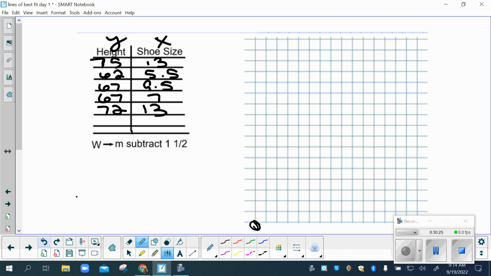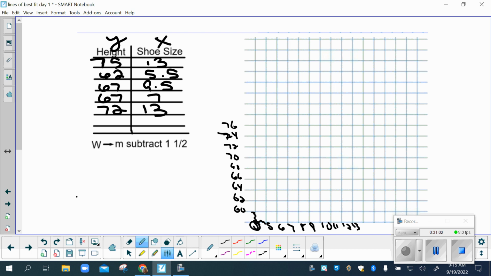So I think I'm gonna just go 5, 6, 7, 8, 9, 10, 11, 12, 13. And then that's my squiggly. And then my squiggly right there, I'm going to start at 60, 62, 64, 66, 68, 70, 72, 74, 76. Is that as big as we got? Yeah, that should be good.